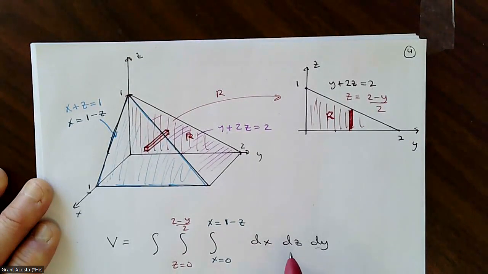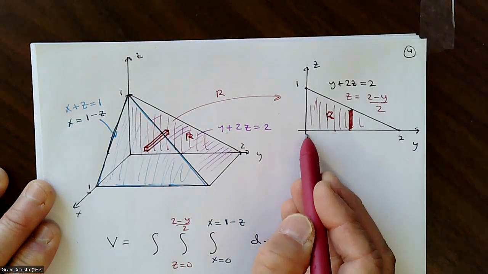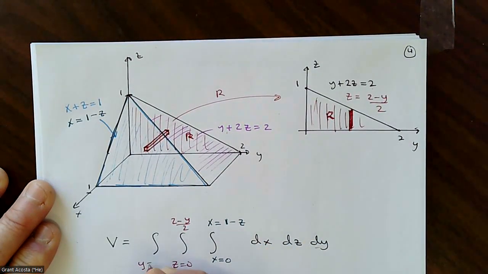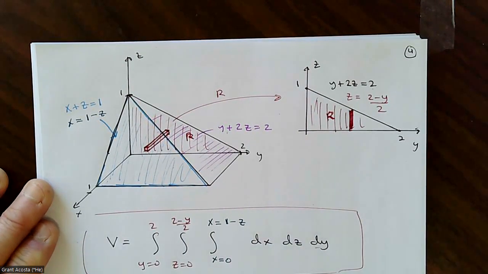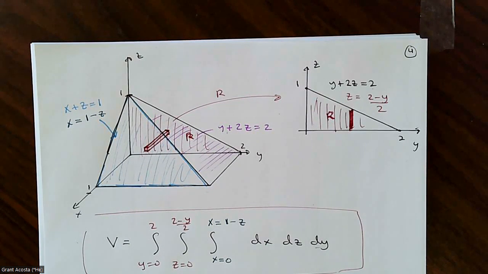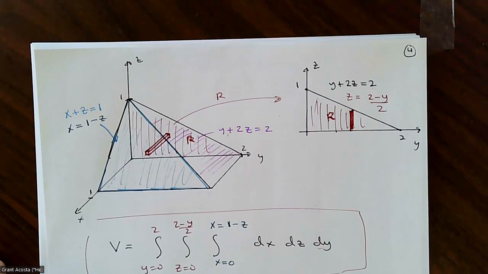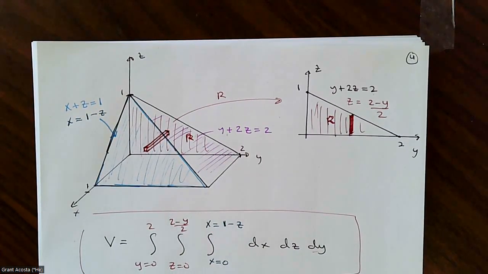Which would be true as long as my y values are between 0 and 2. That would be the triple integral that describes that solid, and I could use it to find the volume. So as you can see here, this is what I meant by how do you know which order is best? It kind of depends on the solid.